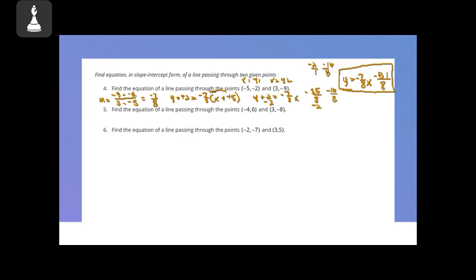Number 5, my first point is -4, 6. So x1 and y1. And the second point is 3, -8. So x2 and y2. I'm going to go ahead and find my slope first. And take y2, -8, minus y1, 6, over x2, 3, minus x1, -4. -8 minus 6 is -14. 3 minus negative means plus. 3 plus 4 is 7. Oh, this one reduces nicely to -2.